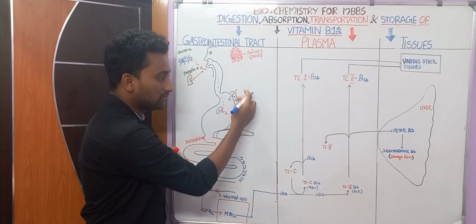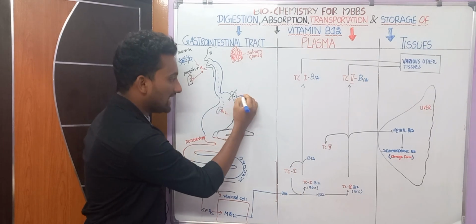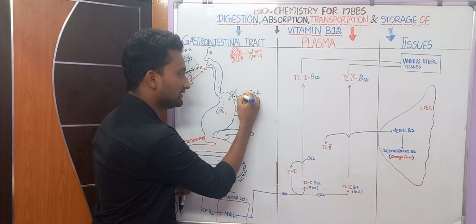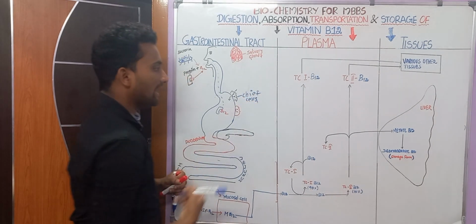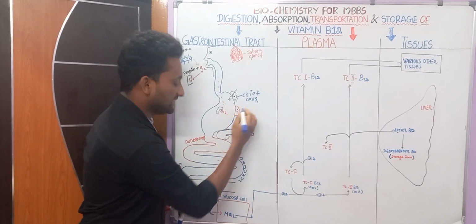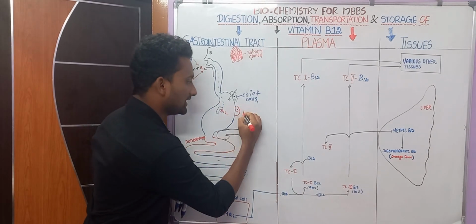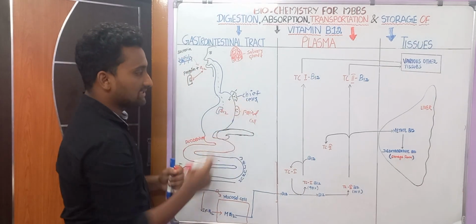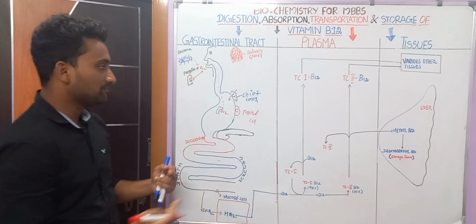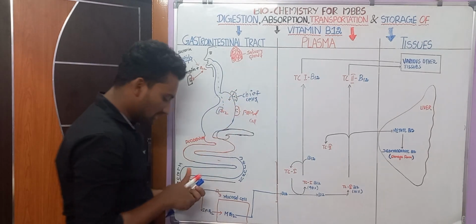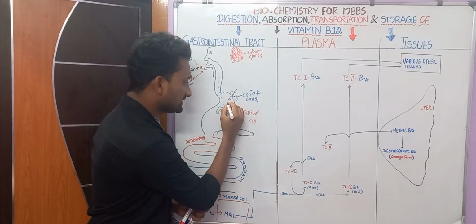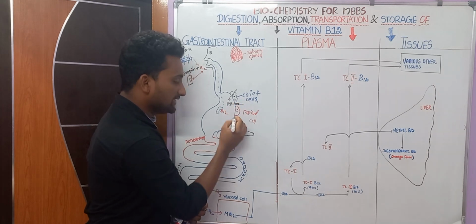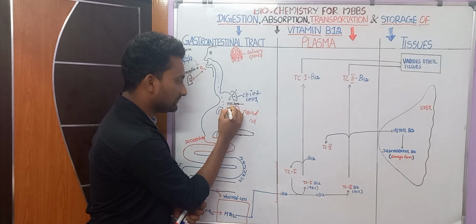Here we have two beautiful cells. This black color one is called chief cells, and here the red color one is the parietal cell. These two cells secrete some substances. Chief cells secrete what? Pepsin. Actually pepsinogen. The parietal cells secrete HCl.